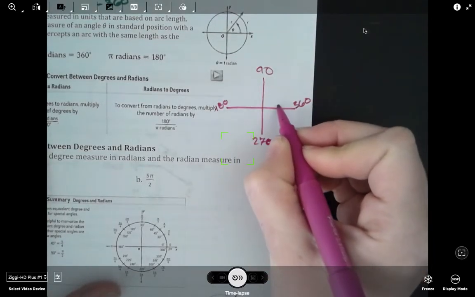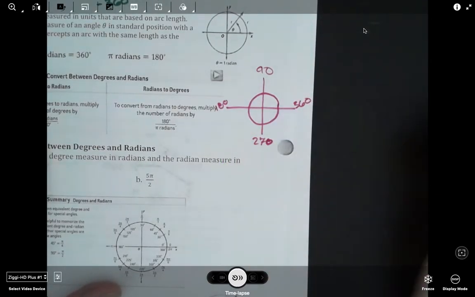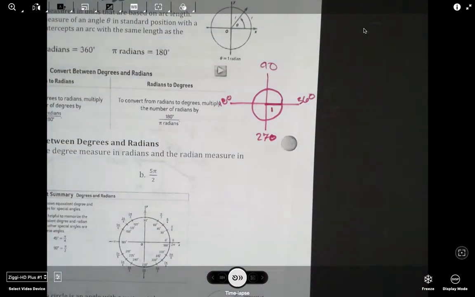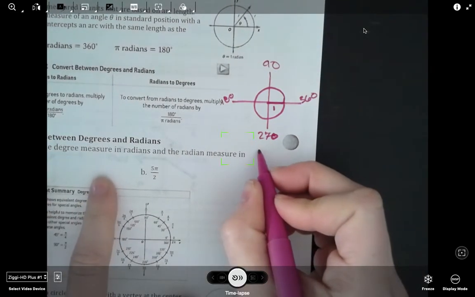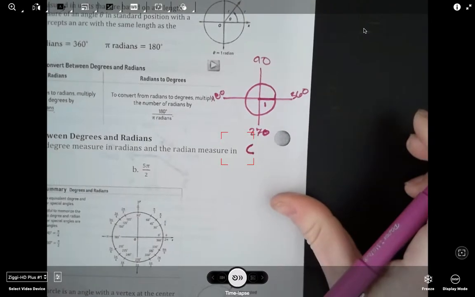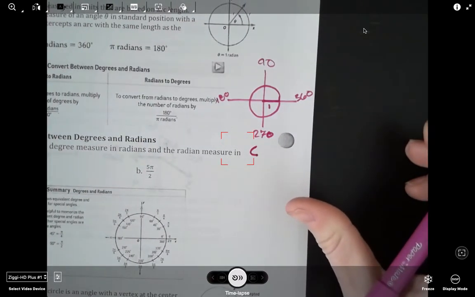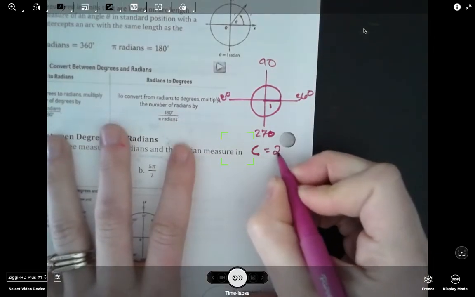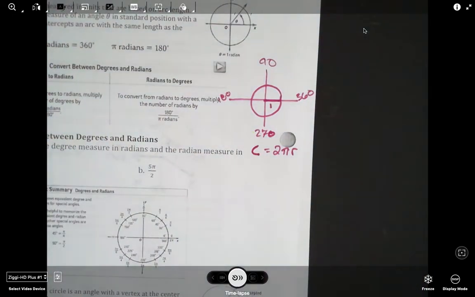All the way around, it makes a circle. And let's say that this circle has a unit measure of 1, so the radius of that circle is 1. Now let's talk about the circumference of a circle. Do you remember how to find circumference? Circumference of a circle is 2 pi r. You remember that? Maybe not. You haven't had geometry yet, so whatever.